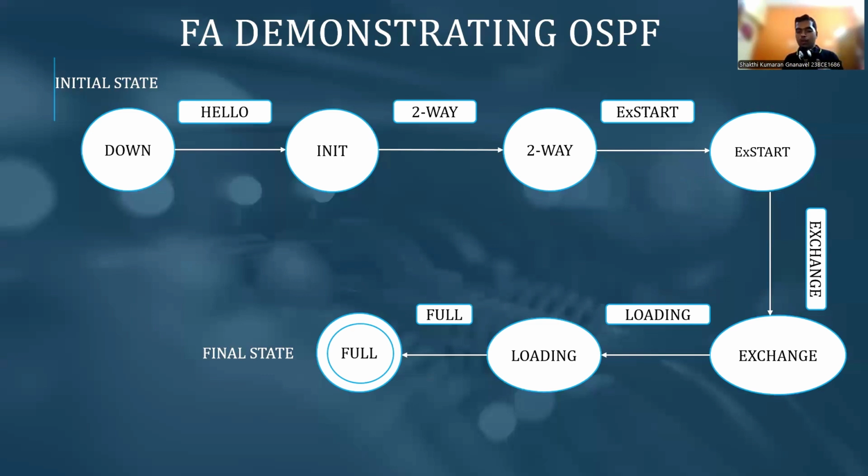In EXSTART, the router decides which one will act as a master in the exchange process. In exchange, the routers begin exchanging link state information. If some information is missing, they enter the loading state to request it. Once all the link state information is synchronized, the routers reach the full state, which is the final state, indicating a fully formed adjacency.